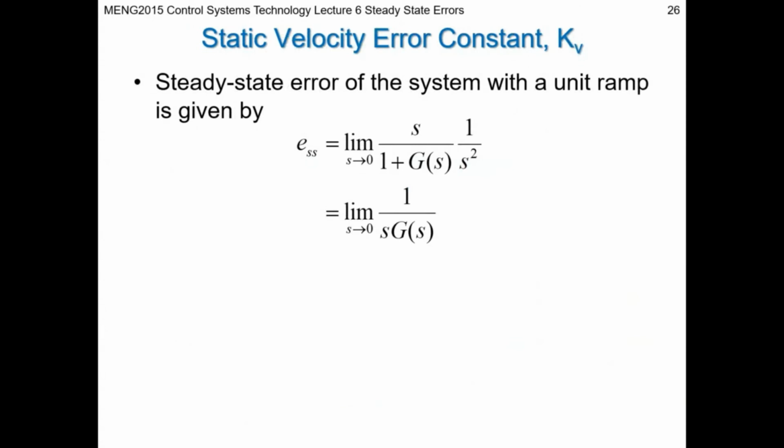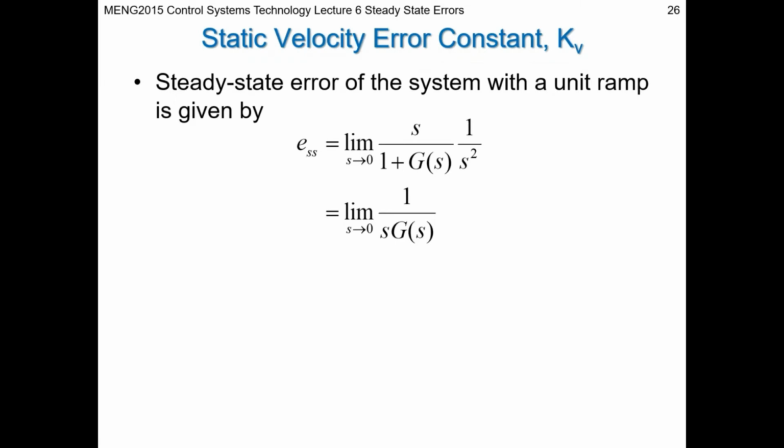What about if you have a system with a unit ramp input? Now, your ramp input corresponds to your static velocity error constant. So now we're not looking at the position demand or the set point demand, we're looking at a ramping input, a rate of change of demand. Right?